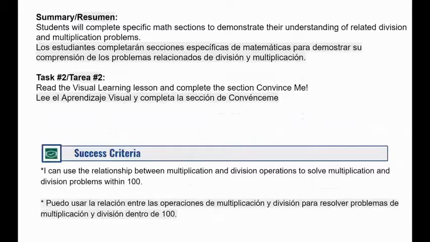For task 2, students will complete specific math sections to demonstrate their understanding of related division and multiplication problems. To be successful with this task, students will use the relationship between multiplication and division operations to solve multiplication and division problems within 100.